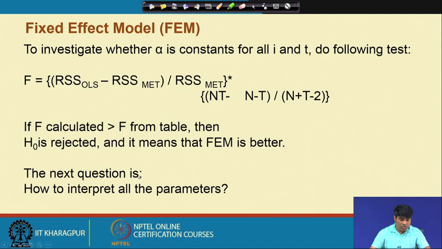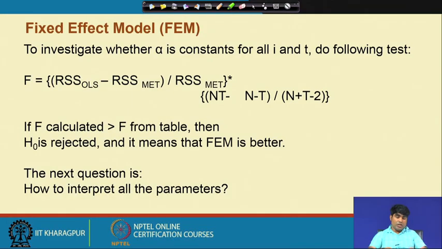Now the next question is how to interpret all these parameters. Obviously the interpretation is very simple, because ultimately the impact will go to the intercept. So we can check whether it has a high weight or low weight, and the coefficient of x will be interpreted as usual, like in ordinary regression modeling.